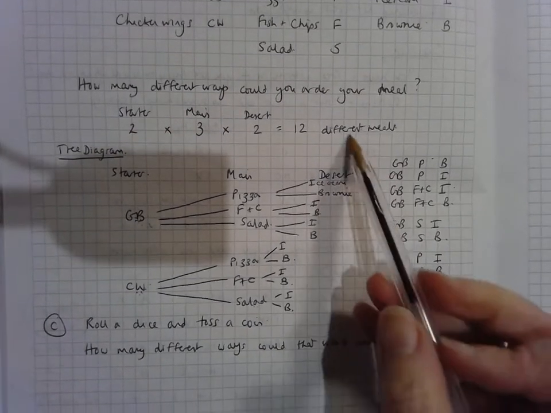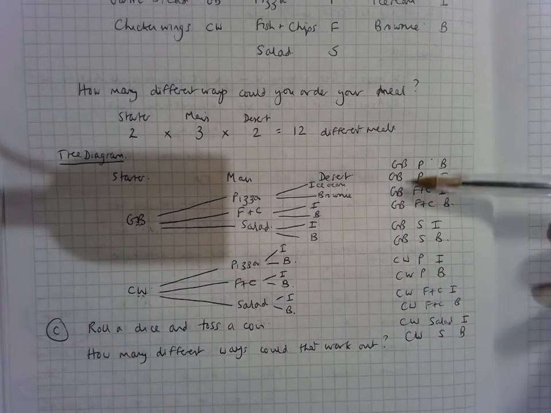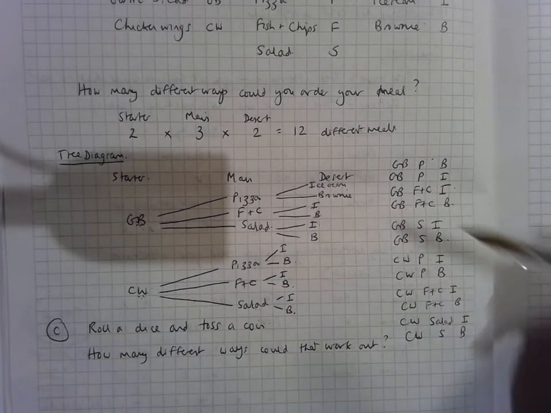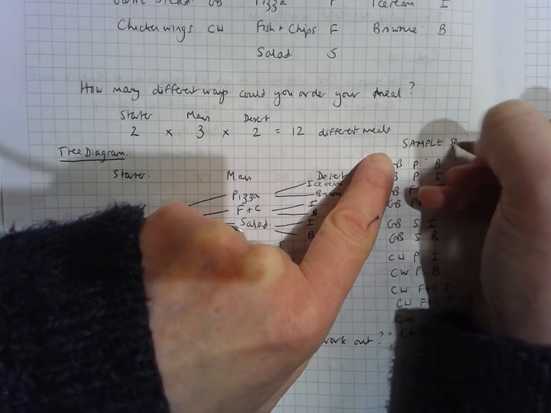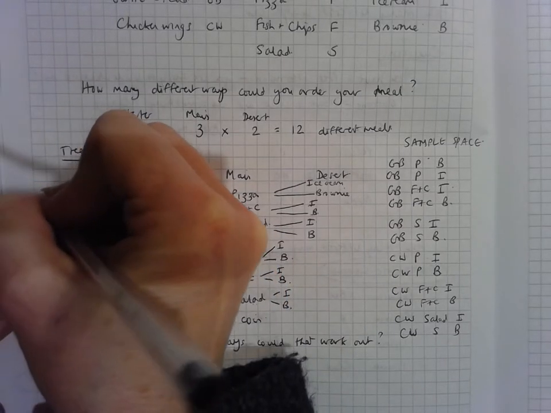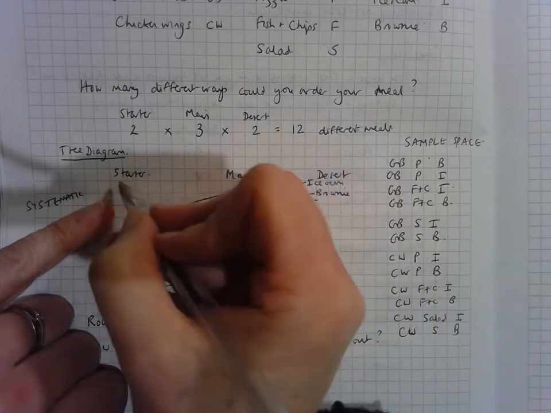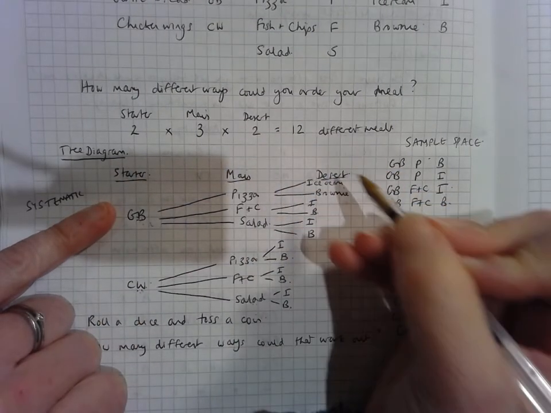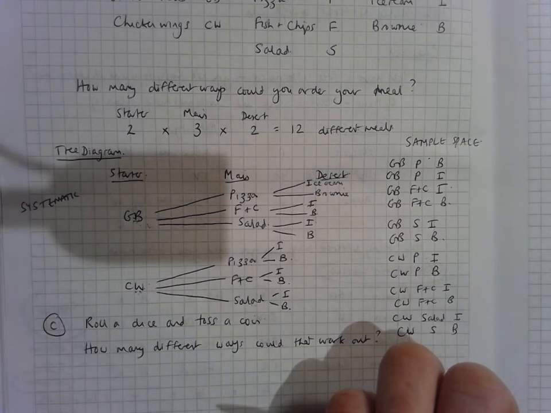You can see how much easier it was to do the multiplication than to list them. This here is the sample space. Remember we said the sample space was all the outcomes. This is a systematic way of listing, using a tree diagram. I guess it looks a little bit like a tree with some branches, but hopefully it makes sense to you.